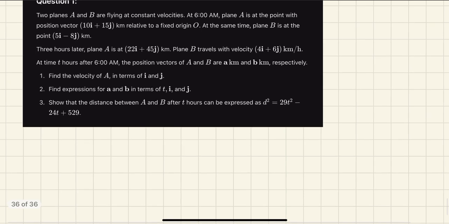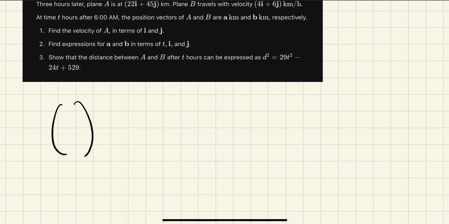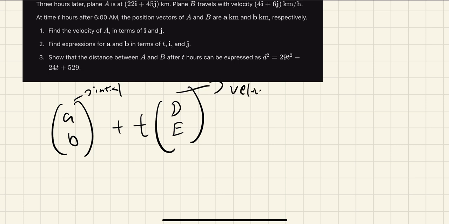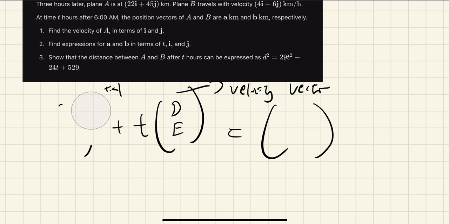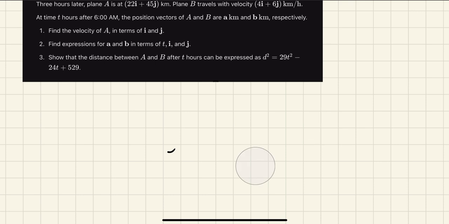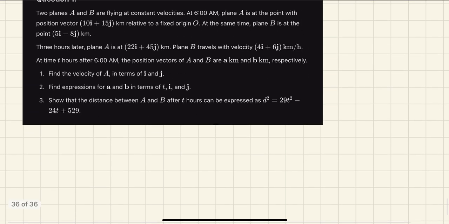So first, this is the formula: your initial position, plus time t times your velocity vector, equals your final position. I should probably use different letters, d and e, for the velocity. That's the formula, pretty conventional. It's primarily used in every single kinematics equation.